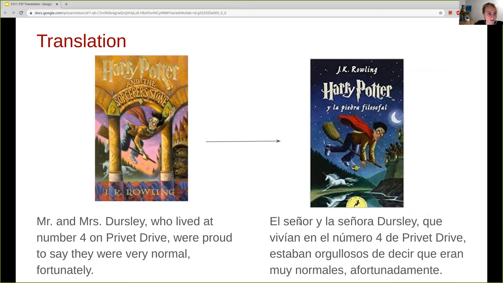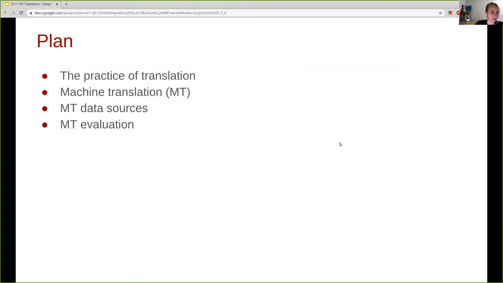For example, we can translate a sentence in a source language, English, into a target language, Spanish. Or we can translate a Harry Potter book from English into Spanish. So in these three lectures, we will cover the topic of machine translation. Today it is going to be an introductory lecture, and in the next two classes, we will talk about modeling.